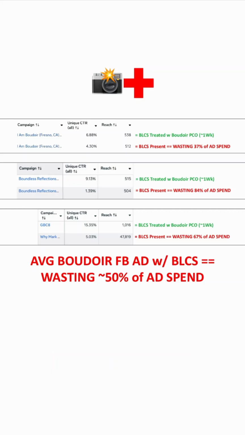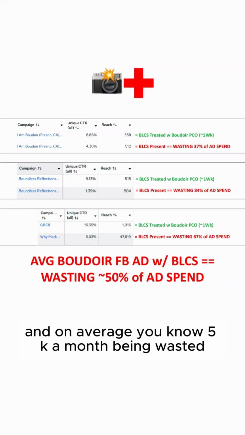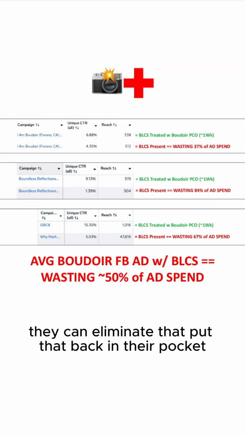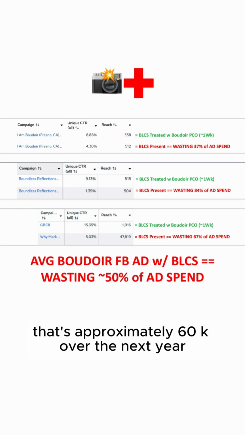Then on average, 5K a month is being wasted. They can eliminate that and put that back in their pocket. That's approximately 60K over the next year.